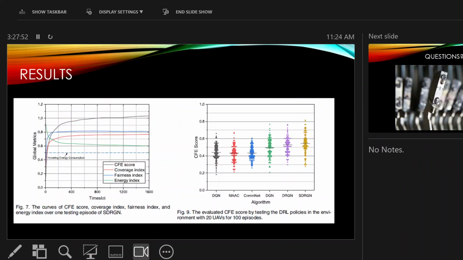For their test results, they ran each of these final models using 20 UAVs for 100 episodes, and then plotted the results over here. Again, their two models performed the best. DGN worked also fairly well. And over here, you see your global metrics. This is the CFE score. They split it up, and you can see what the average is. And you can see that it increases fairly well.